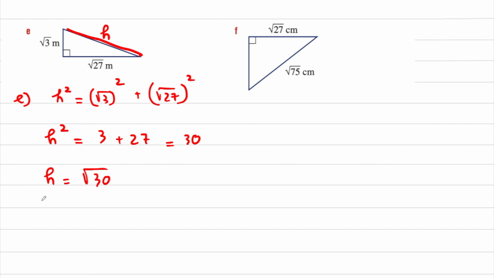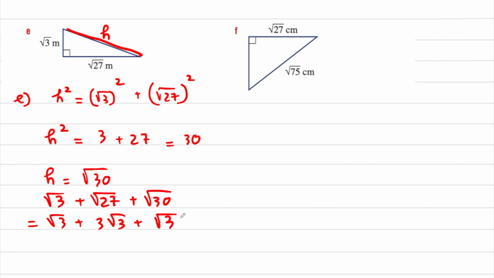And what is the total side here? Square root 3 plus square root 27 plus square root of 30, like this one. Square root of 27, 9 times 3, means 3 square root 3. And how about this one? I cannot simplify it anymore, so keep it square root of 30. 4 square root 3 plus square root of 30, equal to this. And 1 plus 3 equals 4. Yeah, that's why you got this answer.